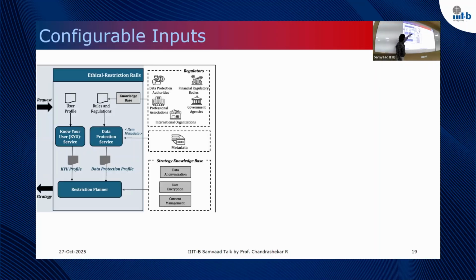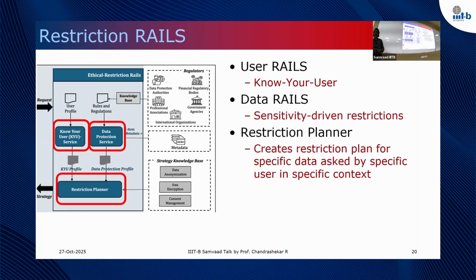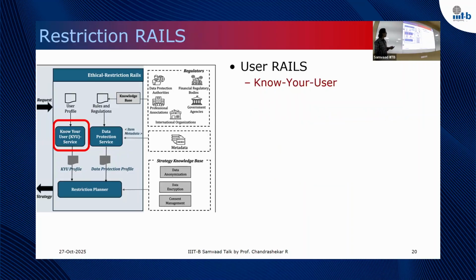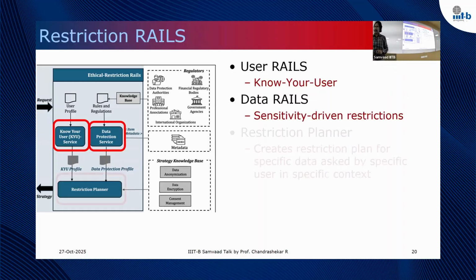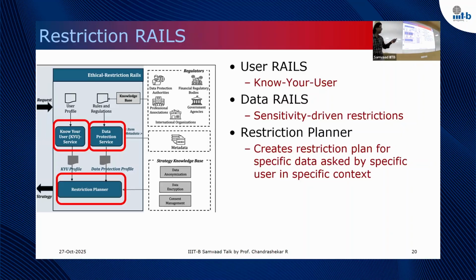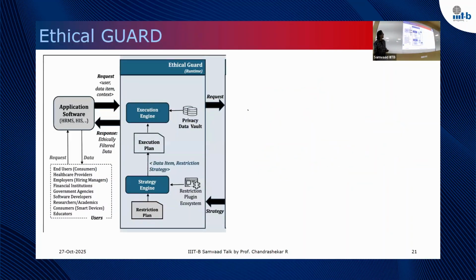So all of these things go as input, and then the restriction planner says, okay, I have seen who is asking, I have seen why they are asking, and I have seen what they are asking, and this is the strategy, restriction plan, please go ahead. And then the restriction rails, right? So maybe I will open it up. Within the rails, we talk about the user rails, which is where the KYU, the know your user I talked about, comes in, and then we have the data rails, and then we have the restriction planner.